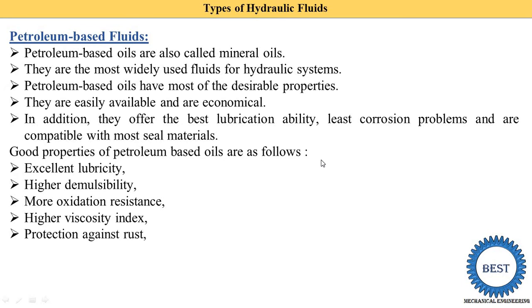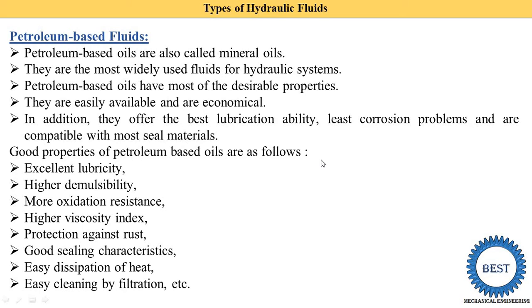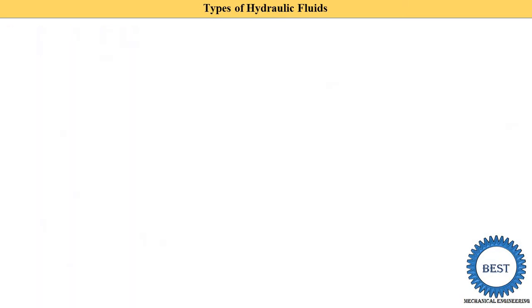Next one is the protection against rust. Rust means various types of material coming out from the various parts due to wear and tear, and dust is coming. So they do not react with this type of rust. Good sealing characteristic that we already discussed. Easy dissipation of heat means suppose the temperature of the oil is increased, then this temperature is easily reduced, means the heat rejection rate of the oil is good. Next one is easy cleaning by filtration, means by using a simple filter we can easily clean the petroleum based fluids.